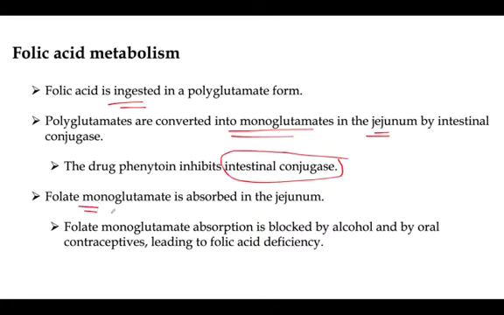Folate monoglutamate is absorbed in the jejunum, and most importantly, you should remember that folate monoglutamate absorption is blocked by alcohol and oral contraceptives, which leads to folic acid deficiency. Therefore, if a lady is on oral contraceptives, one should carefully monitor their folic acid levels because it can have detrimental consequences.